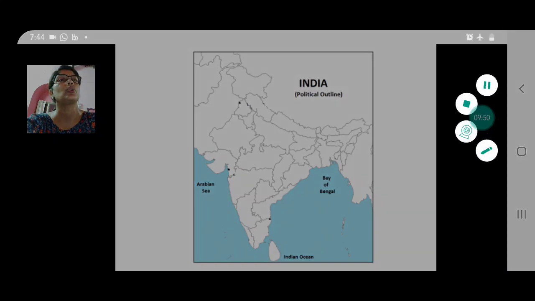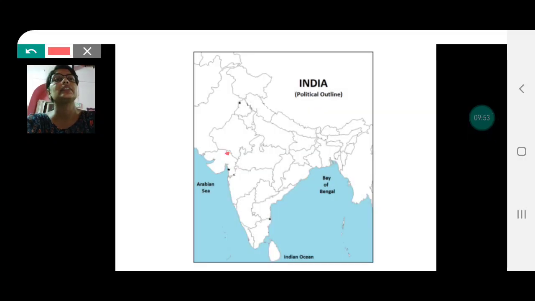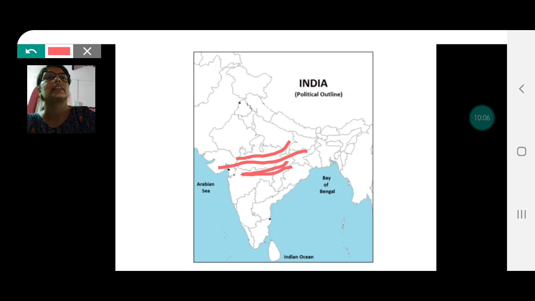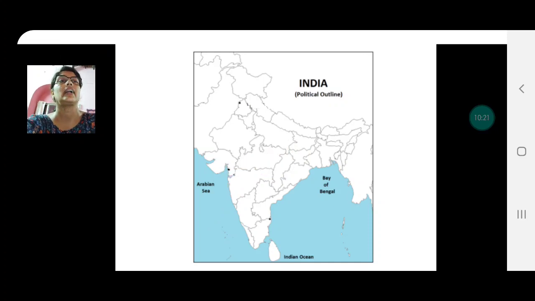So once you show Vindhya ranges, sorry, I'll try again. Vindhyas followed by river Narmada, then Satpuras followed by river Tapi. You'll have to take it slightly higher because ultimately Narmada and Tapi both empty their water in the Gulf of Khambat in Gujarat. Next is Godavari, Krishna and Kaveri.